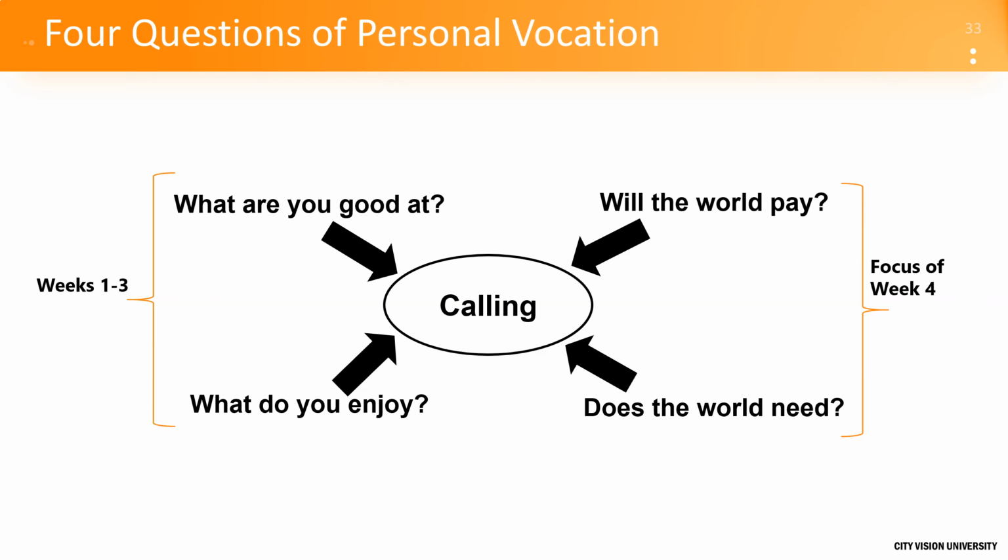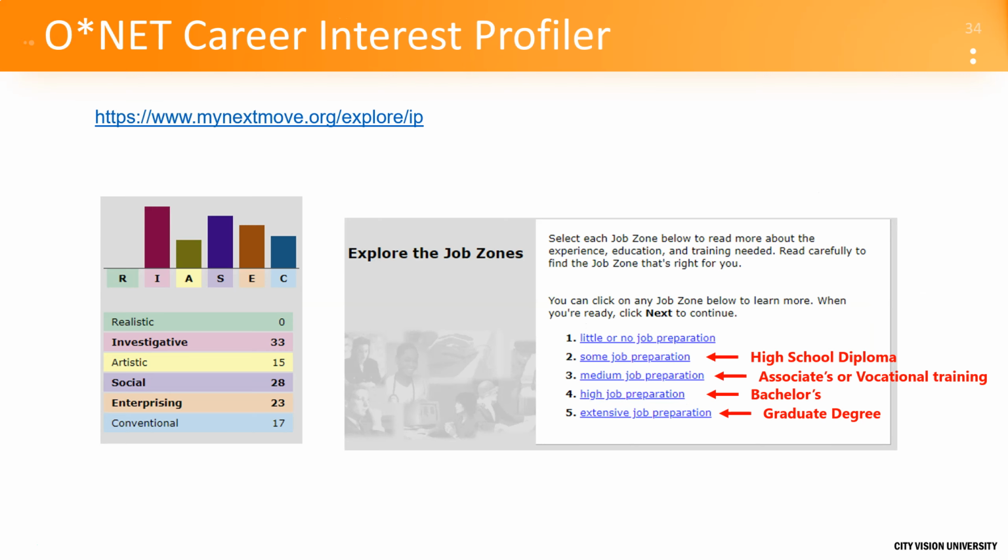Now, one of the tools you're going to use this week is the O*NET Career Interest Profiler, and you used this last week to get your Holland code. So you're going to have Holland codes from last week that you should have put into the forum, and you're going to have a score across these codes. Then on this website, you can enter your Holland codes, and I'll show you that in just a minute.